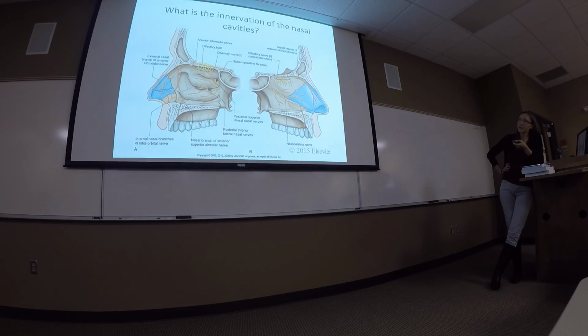And then finally, we have the olfactory bulb here. The olfactory nerve actually this way, and we have the septal branches coming through. These are the axons of the olfactory receptor neurons carrying olfactory sensation from the spheno-ethmoid recesses and then into the olfactory bulb into the brain.